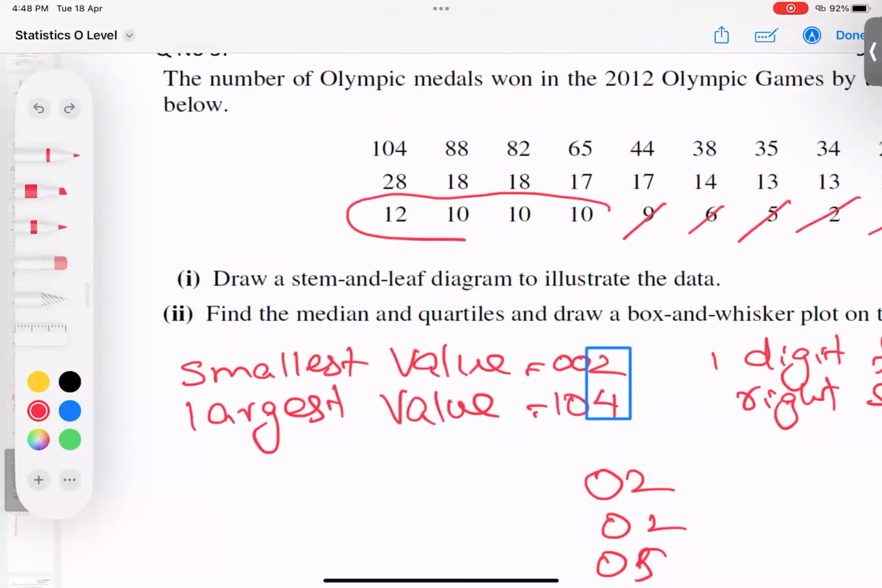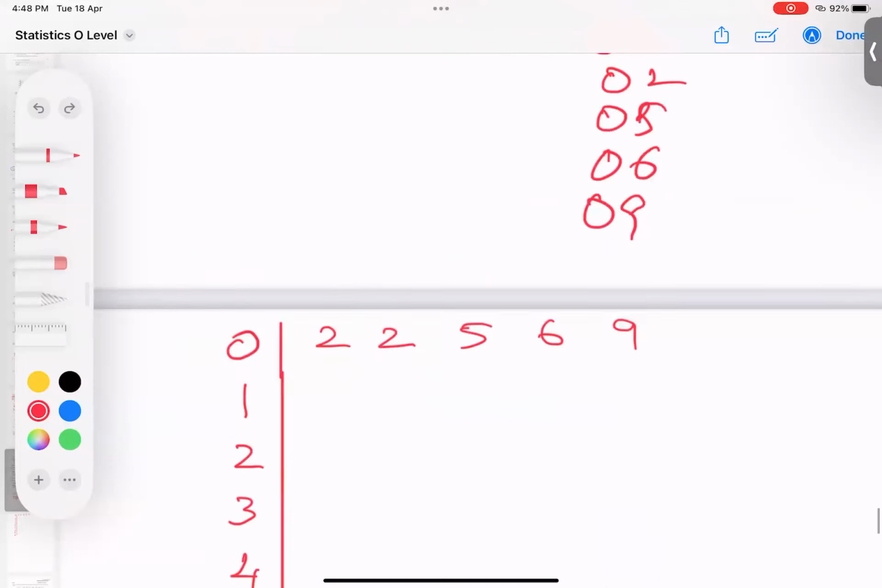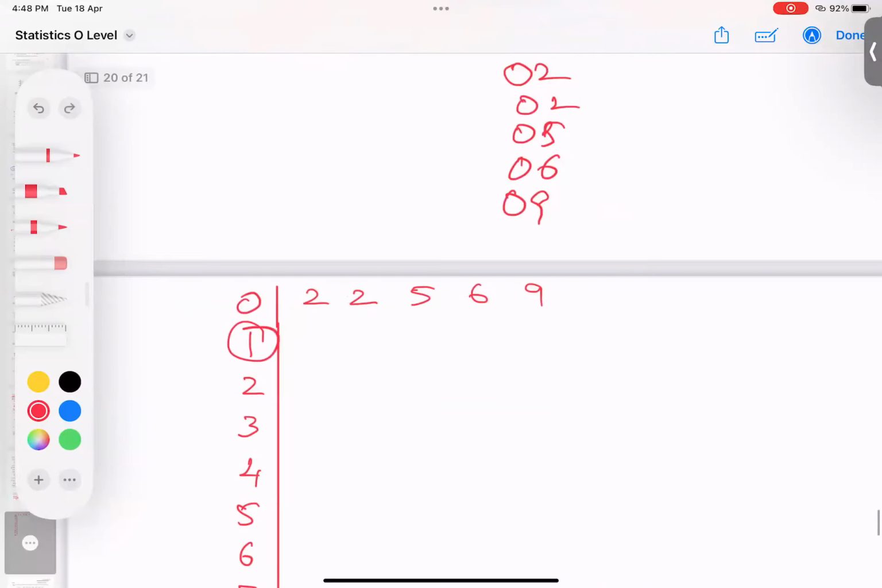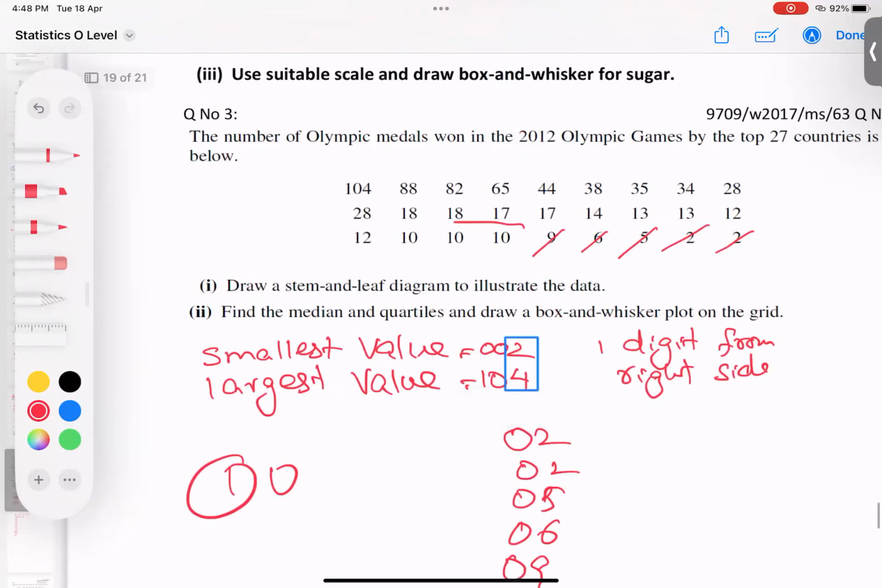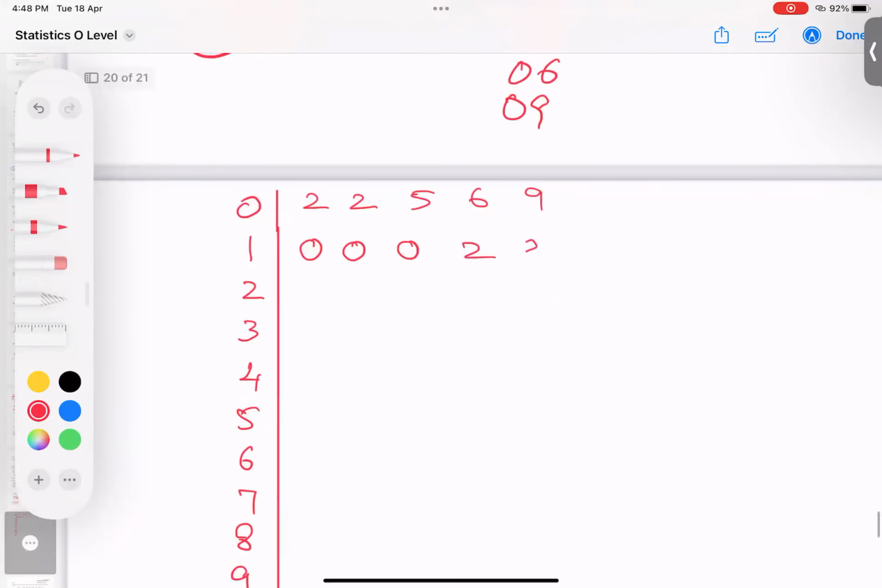10, 10, 10, 12. Okay, three tens, and this one we already have here, 10. 10 will come as a stem, and 0 will come as a leaf. I hope you got the point. So 0 here, and 3 zeros. Why 3 zeros? Because you see 3 tens are there. And then 12 two times, which means 2 and 2.